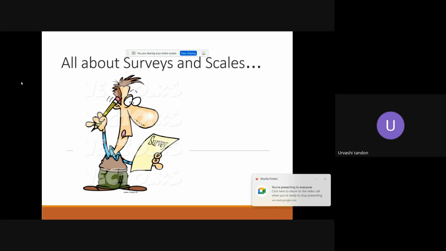About what is the survey and what is the scale. As most of you are already into research, and research is already a very important part of the research. Am I audible to everyone? Yes, ma'am. Yeah. So a very important part of the research is how to conduct a survey, right?